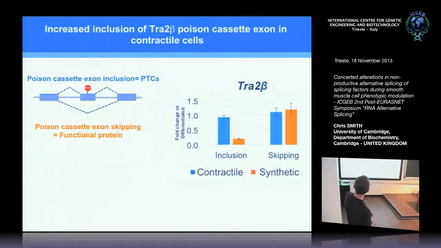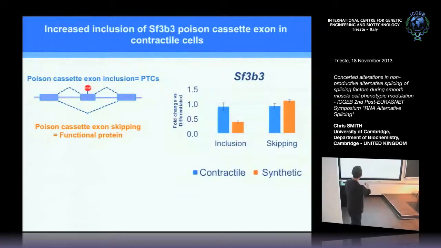A couple of examples of poison cassette exons. There's a well-characterized poison cassette exon in TRA2 beta that Stefan Stamm worked on a number of years ago. Again, this poison exon is more included in the contractile than the synthetic cells. Likewise, a poison cassette exon in SF3B3 is more included in the contractile than the synthetic cells.